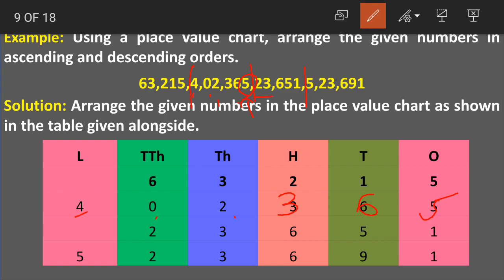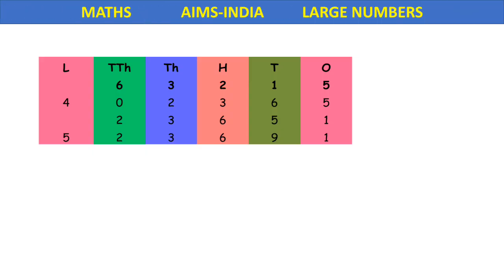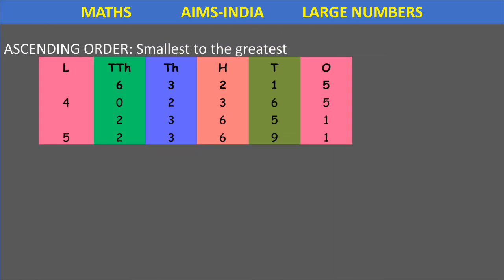In the same way, in 23,651: first 1, write 1. Then 5, 6, 3 and 2. Okay, children? And the last number, 5,23,691: 1, 9, 6, 3, 2 and 5 in the lakhs place. Okay? What did we do? We arranged all the numbers in a place value chart here.